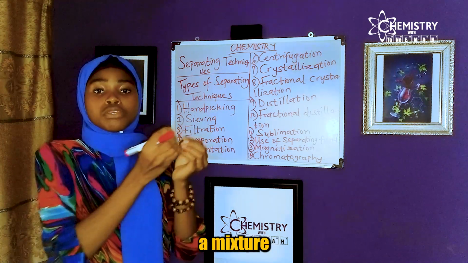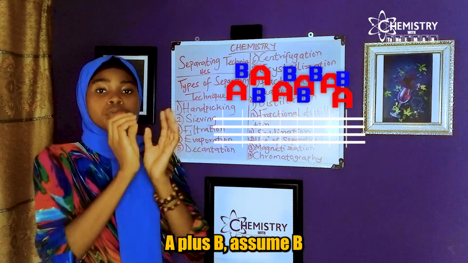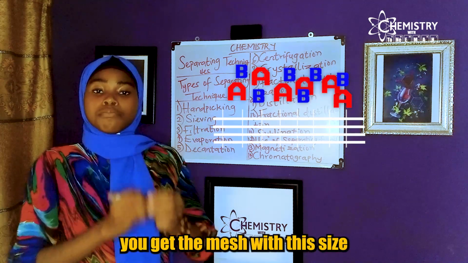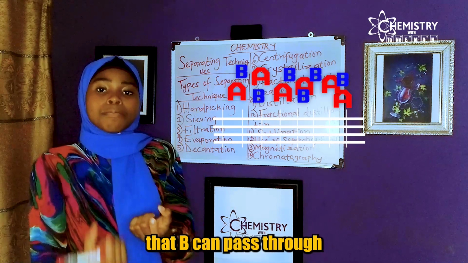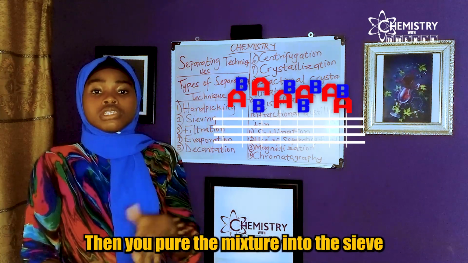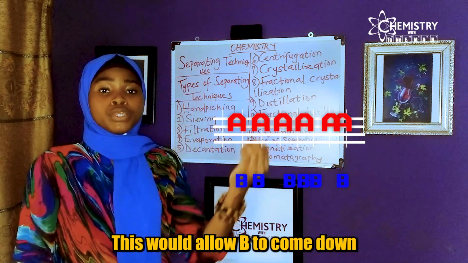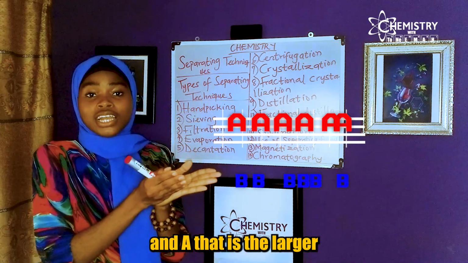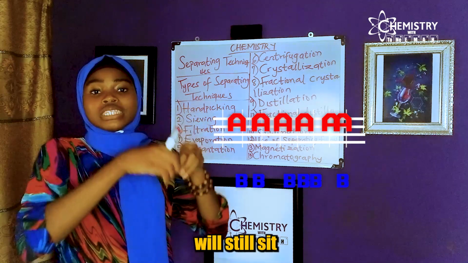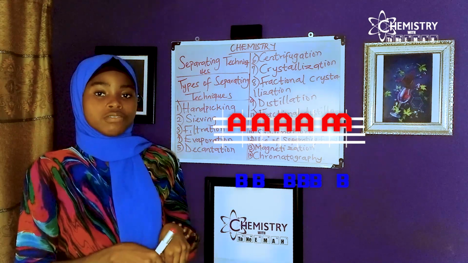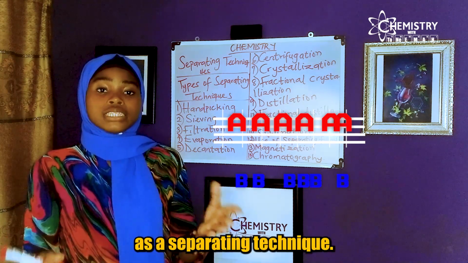Now, if you are separating a mixture A plus B, assume B is the smaller one, you get a mesh with the size that B can pass through. Then you pour the mixture into the sieve and you sieve the mixture. This would allow B to come down and A, which is the larger particle, would still sit in the sieve. That's how to use sieving as a separating technique.